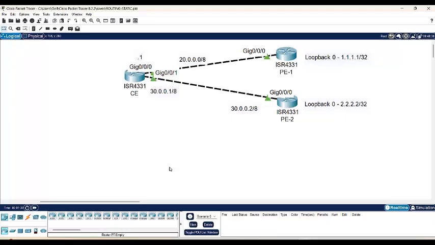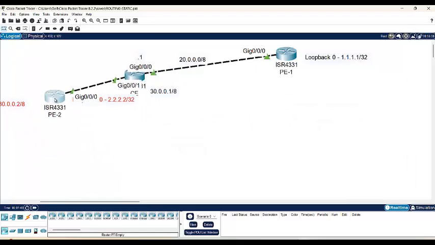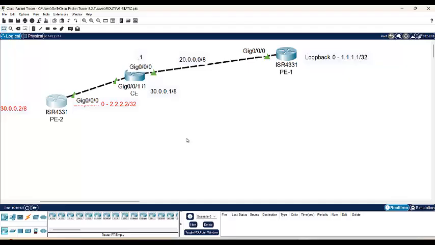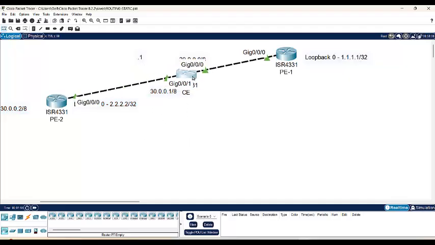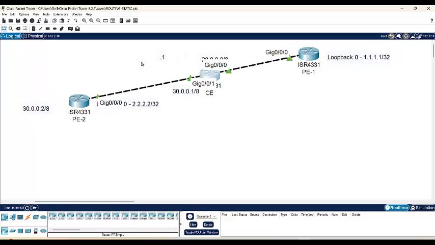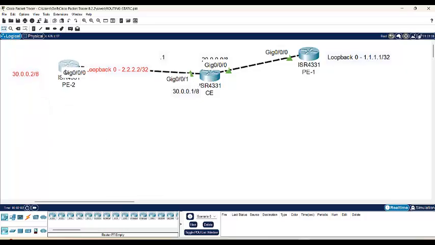When I say stub router, you should no more consider this as PE router, provider edge. You should not consider like that. When I say stub router, it means these routers, all three, are within your own network. They are within your own network. So there are two stub routers here.